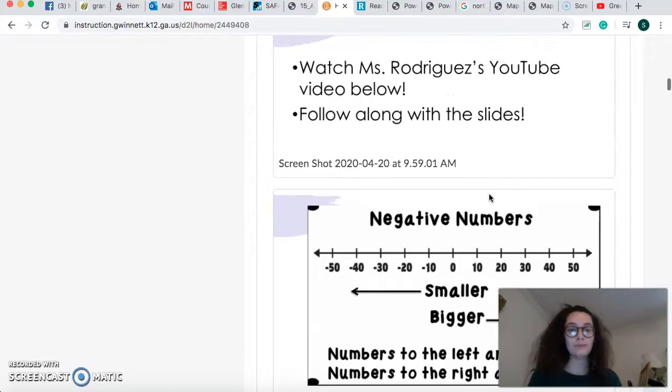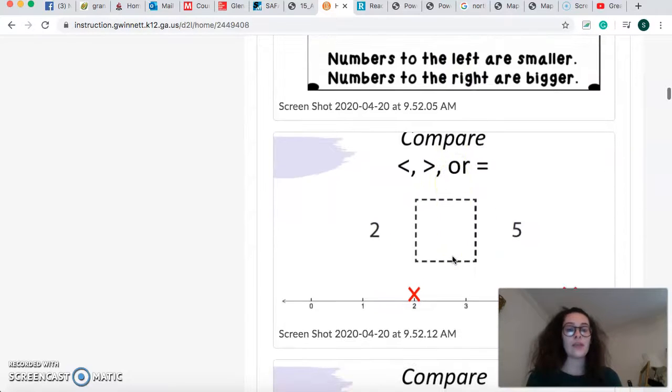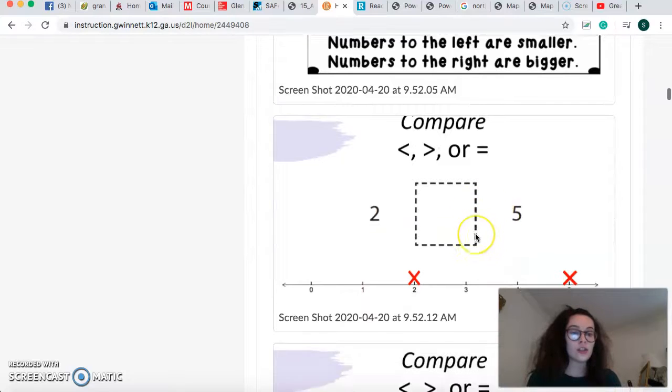The work period, you should be following along with these slides. So we see that negative numbers are to the left, bigger numbers are to the right, positive numbers are to the right. So look, on the left-hand side, you've got negative 10. On the right-hand side, you've got positive 10, okay? We can compare these two right here.